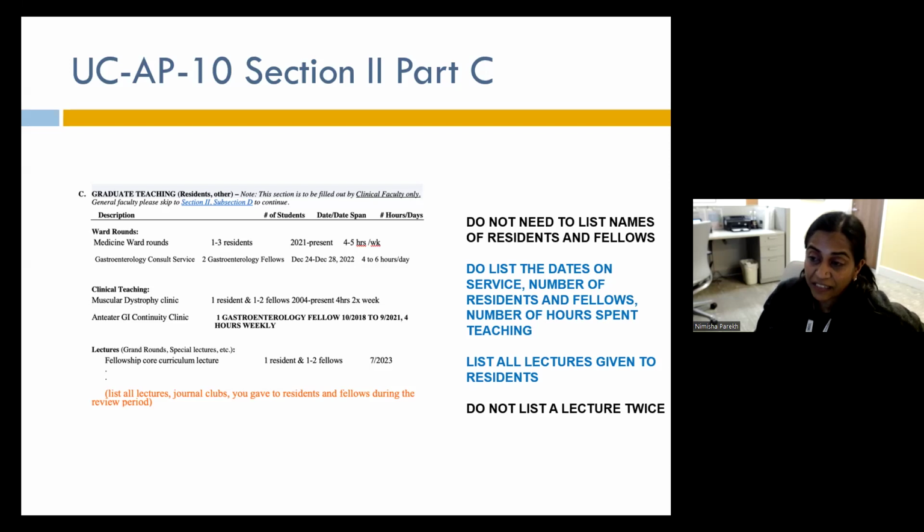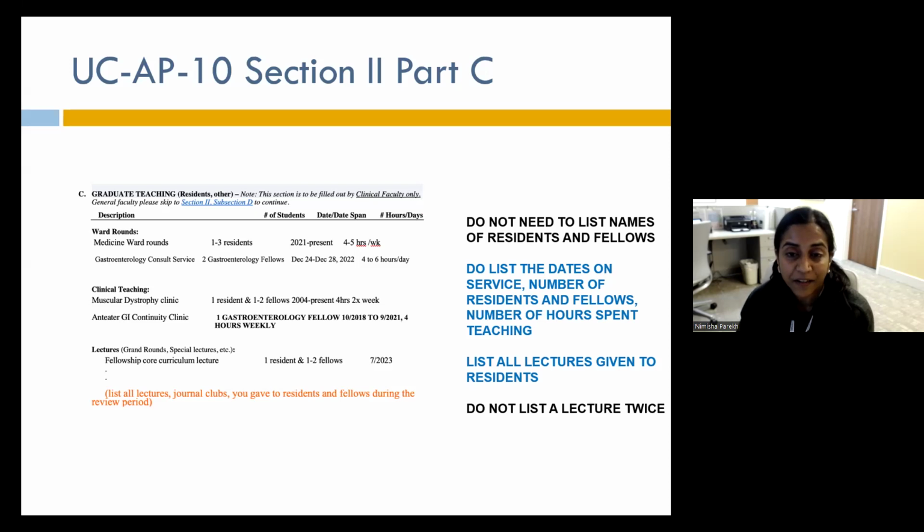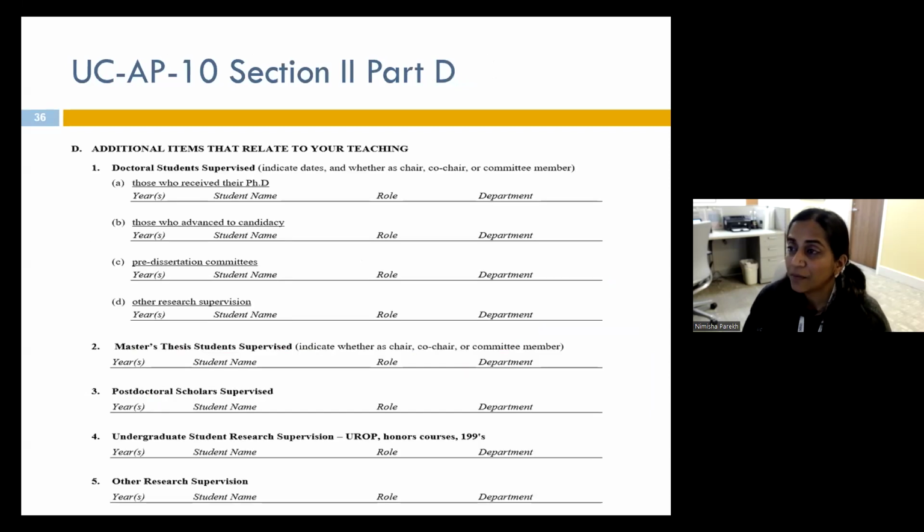So let's say you're doing clinic. As we gave in this example, you have muscular dystrophy clinic, you have one resident who comes, maybe 1 to 2 fellows, and it's 4 hours once a week for the whole year. So that's what you would document. If you're giving a core lecture for fellowship, you would document that and how many people were attending that lecture. Don't list a lecture twice. So don't double dip.